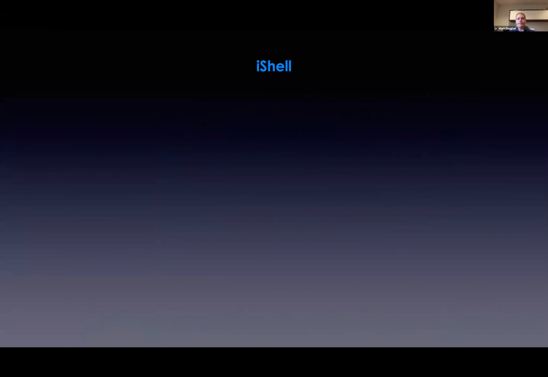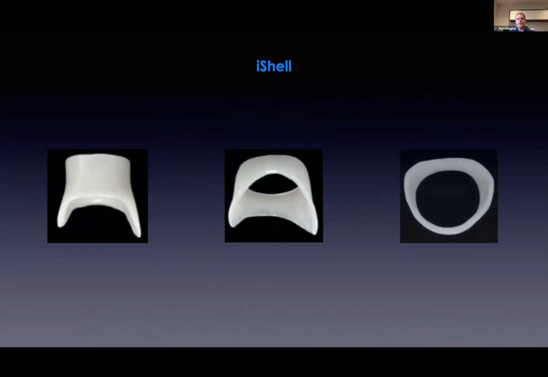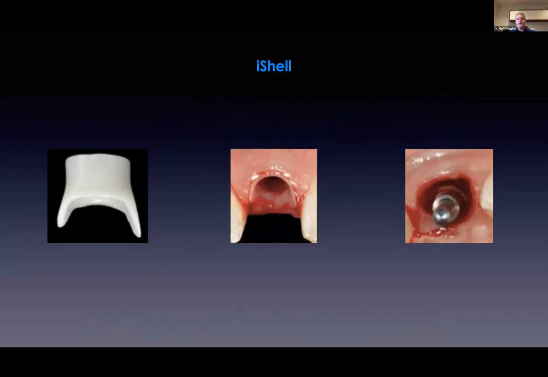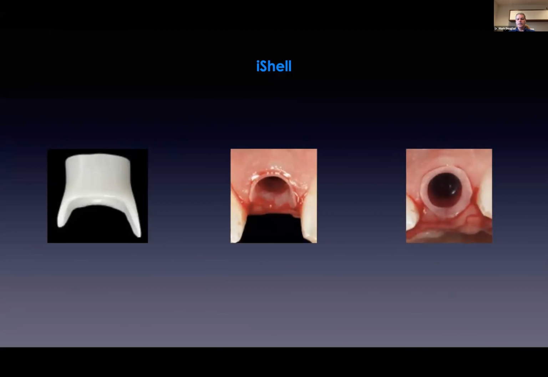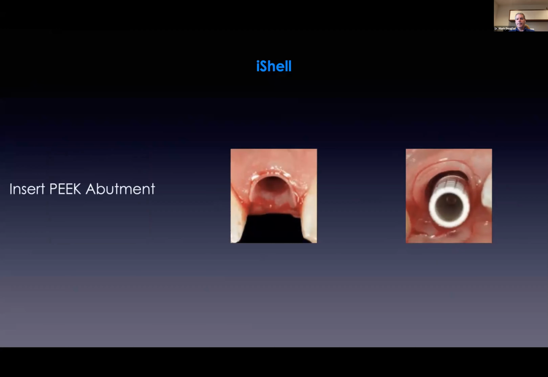So how do you do it? That's what it looks like from the side and the top. When you place it into the socket that your implant has been placed into, it fits nicely. You see the implant down there, and then he places a PEEK abutment, the polyetheretherketone temporary abutment, and he's going to fill the gap here with polymethyl methacrylate to bond the two together.